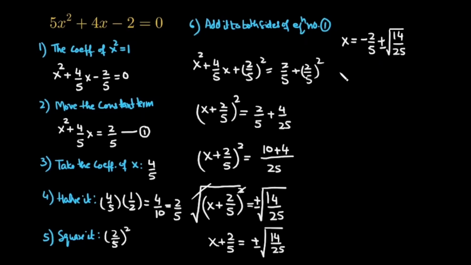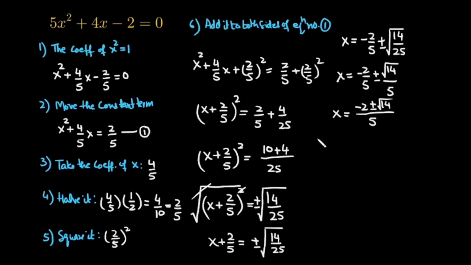So this is further equal to minus 2 over 5 plus minus square root of 14 over square root of 25, which is 5. So x is equal to, taking the LCM 5, we will get minus 2 plus minus square root of 14.